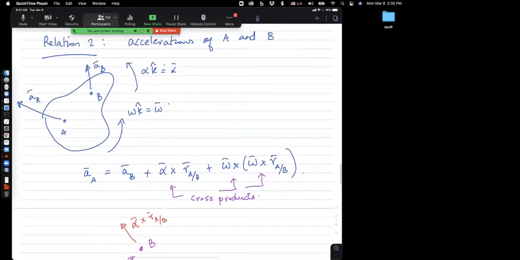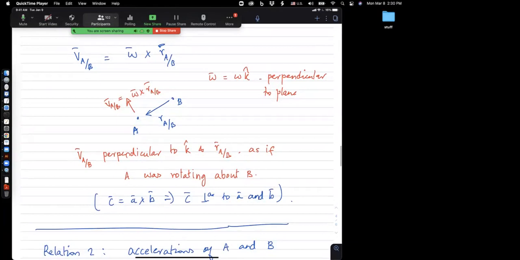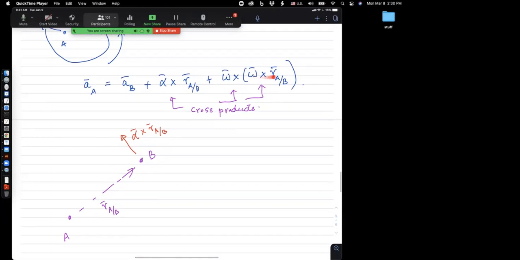Omega cross R. We just saw that omega cross R is perpendicular to this RA with respect to B. So omega cross R is going to be in this direction. So you start with RA with respect to B, and then take the cross product with respect to omega. You get a vector here. That's this thing. And then you do omega cross R. That's going to be perpendicular to this vector, which is going to be either this or this direction. So it turns out that this term is actually like this by default.